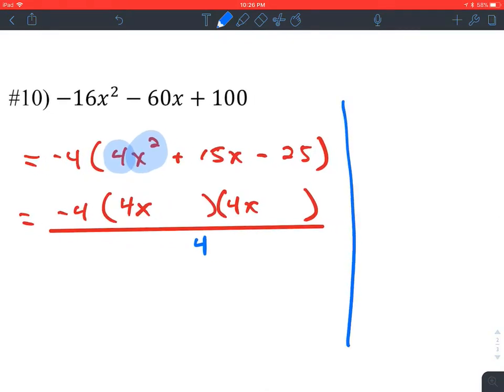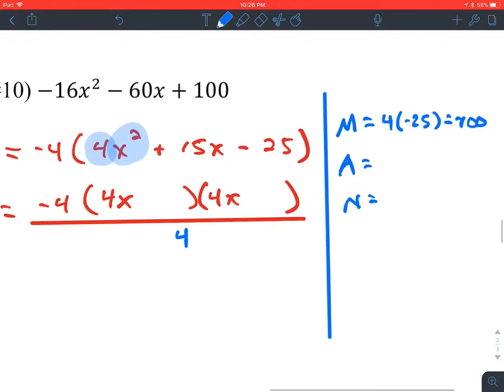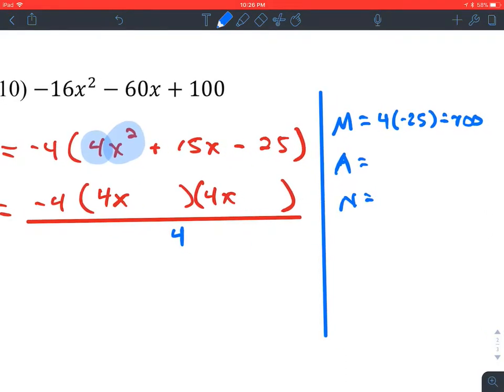So to figure out what our integers are going to be at the end of our binomials, we are going to organize our work in a manly method. M stands for what are we multiplying? We're multiplying a 4 times a negative 25, which is negative 100. A stands for what we're adding. We have to add the same two numbers to get 15. So what numbers can we multiply to get negative 100 and add to get 15?